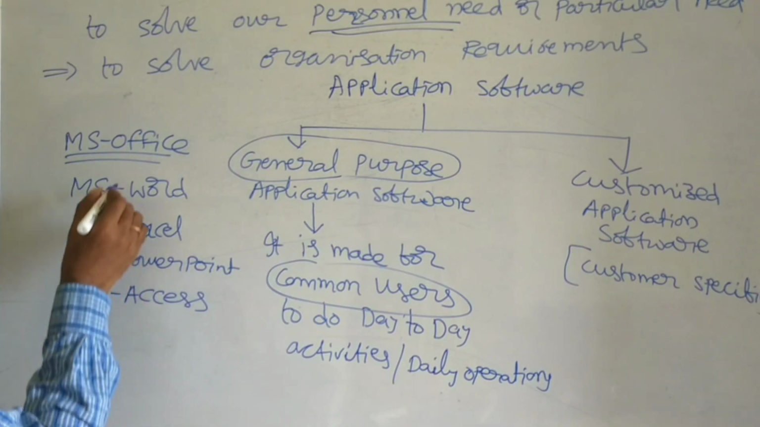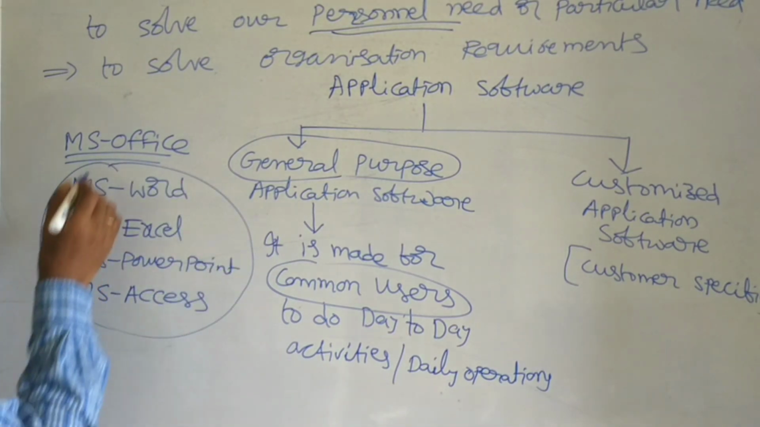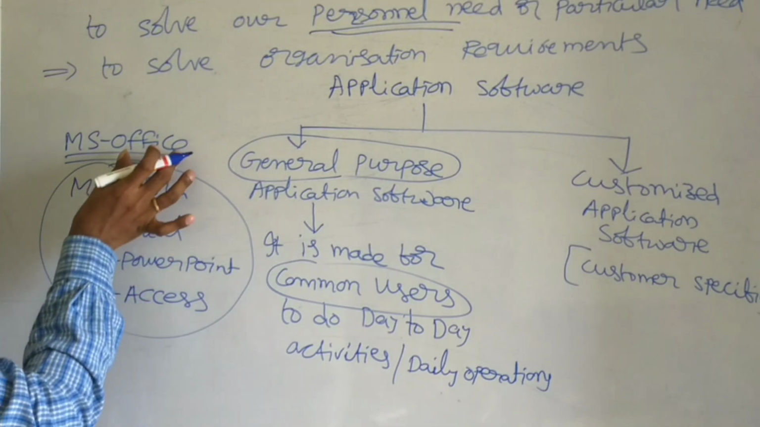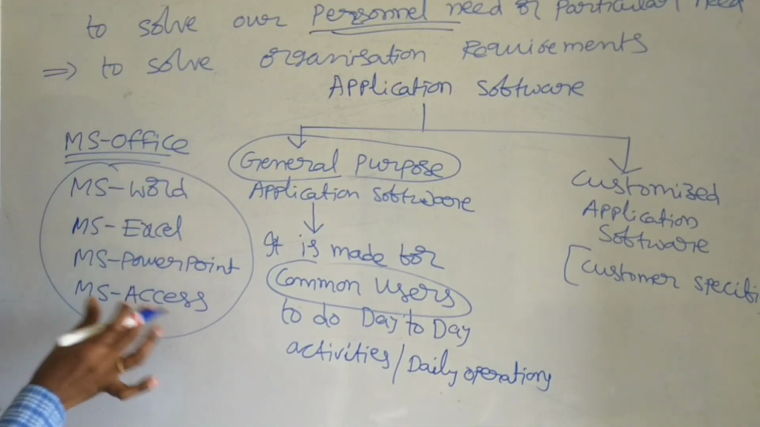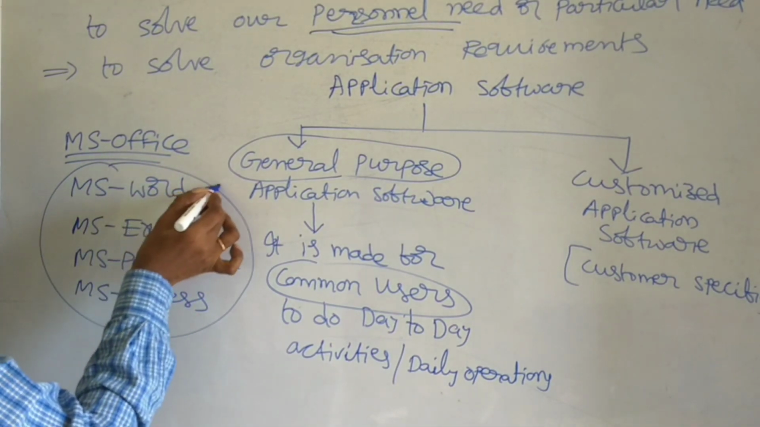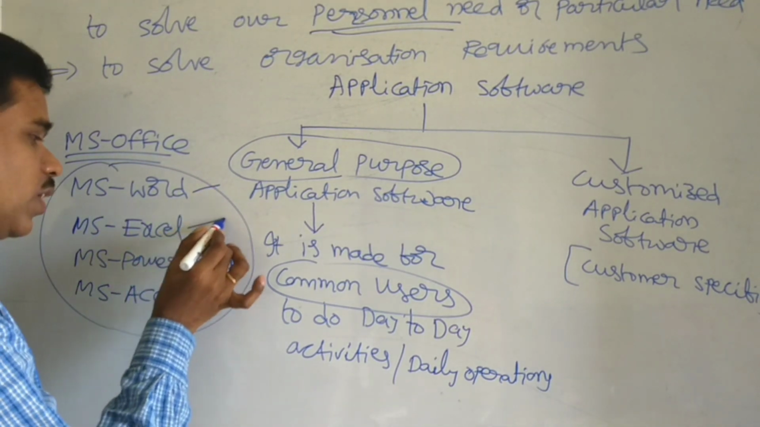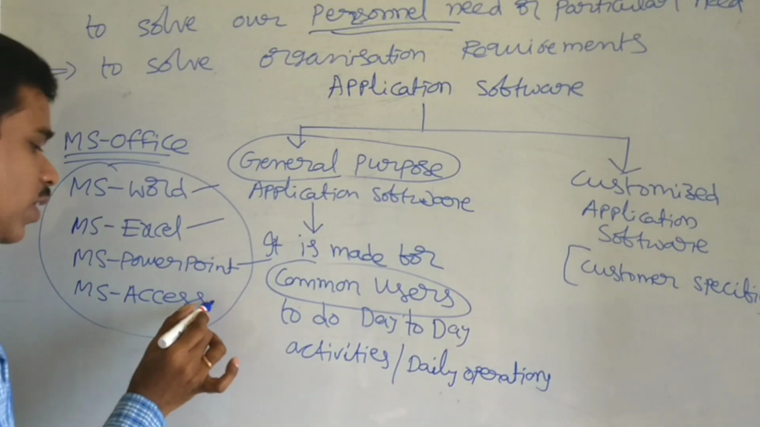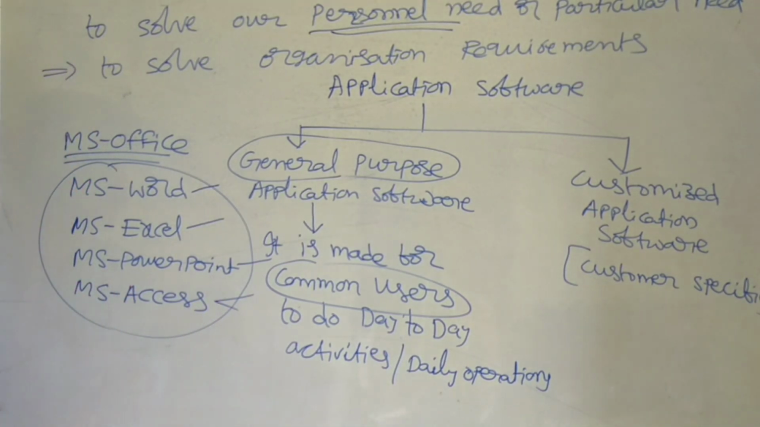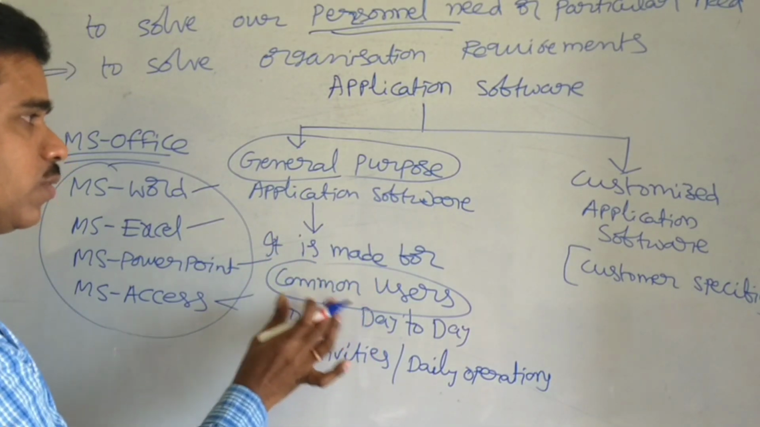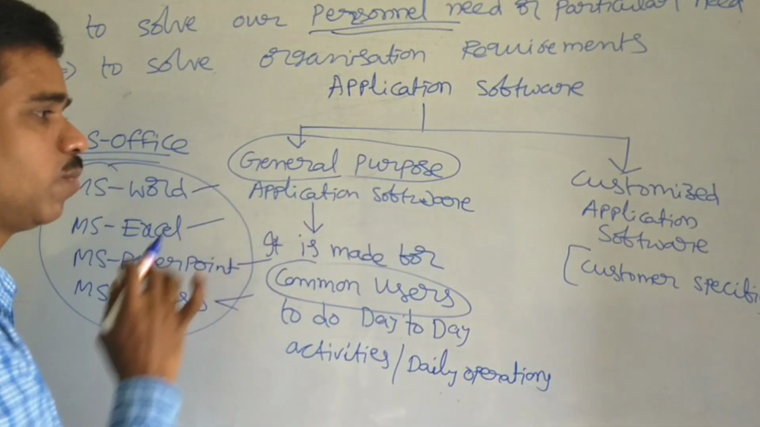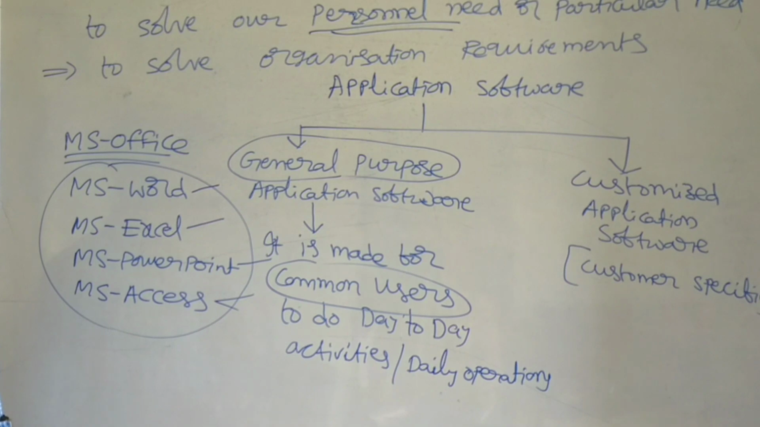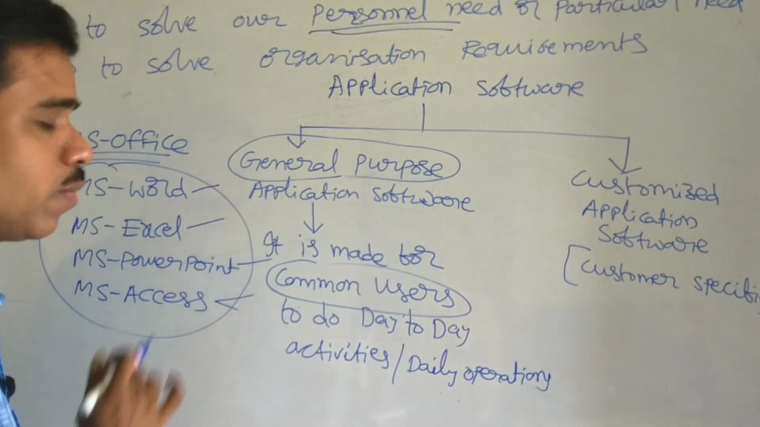Okay, so all these components combined we are calling as MS Office. It was mainly used for office purpose and it was made for common users. Anyone can prepare the documents, anyone can store the data in Excel sheets, anyone can prepare the PowerPoint presentations, anyone can store their data in the MS Access database. So that's why, as it was made for common users, we are calling them general purpose application software. Anyone can use it. It was developed for common purpose.